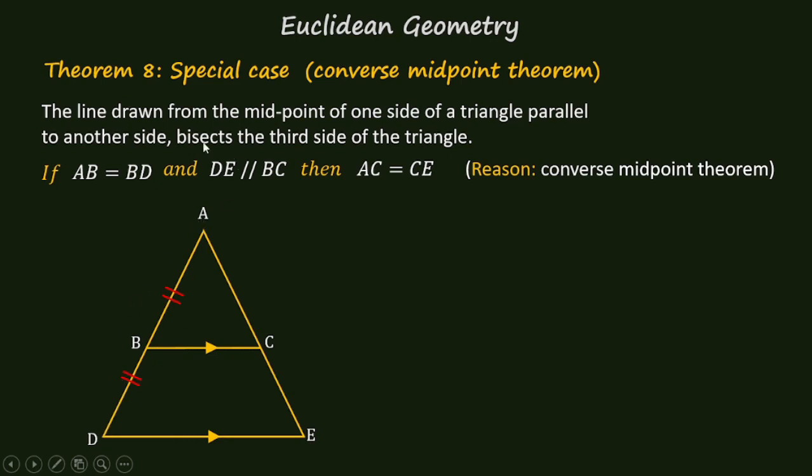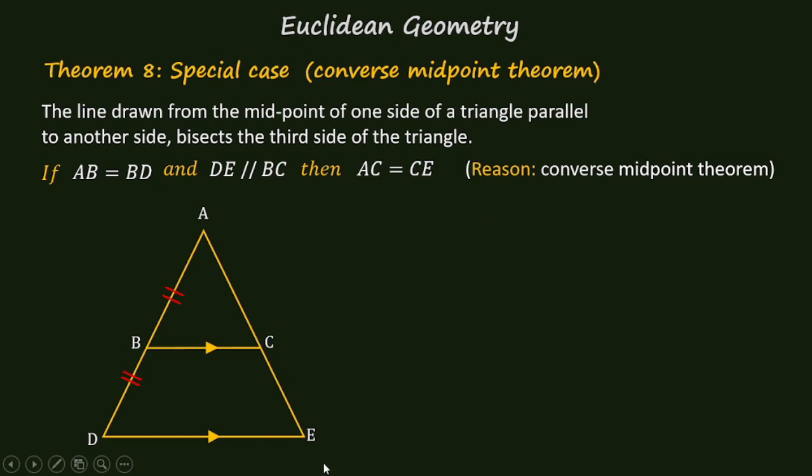Now, what this converse says is that if you find that there is a line that is parallel to the third side and it is a midpoint of one side of the triangle, then it is also the midpoint of the other side of the triangle. In our situation, the line BC is a midpoint of the side AD and it is parallel to DE. Therefore, it is also the midpoint of AE. In other words, AC will be equal to CE.